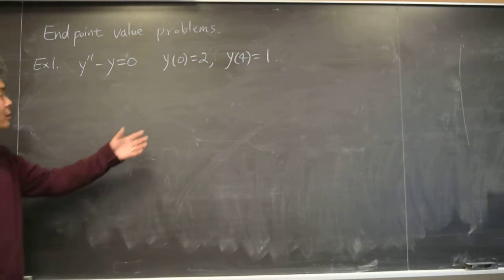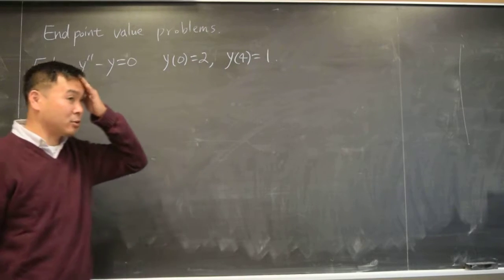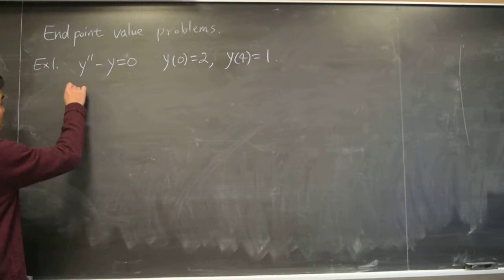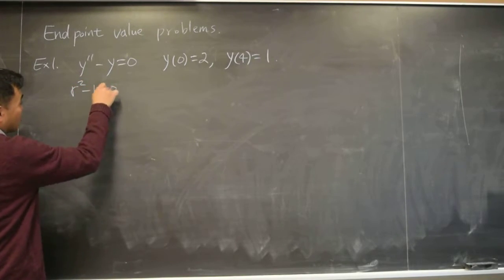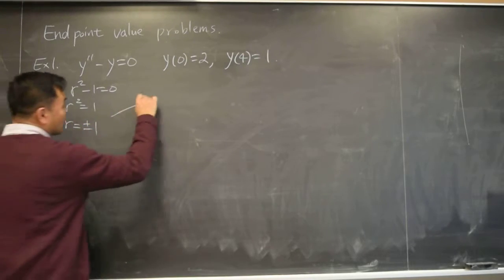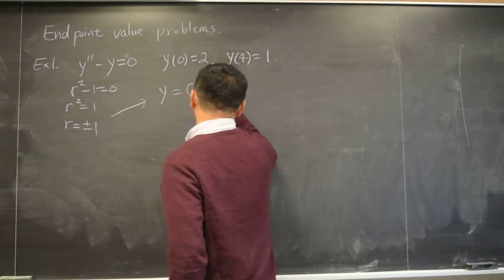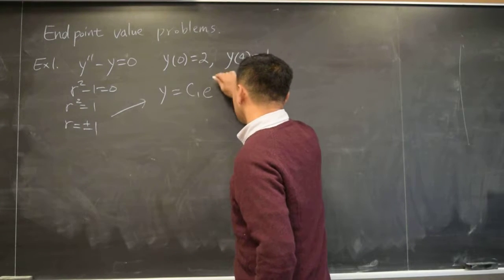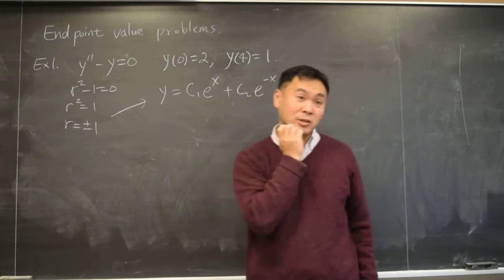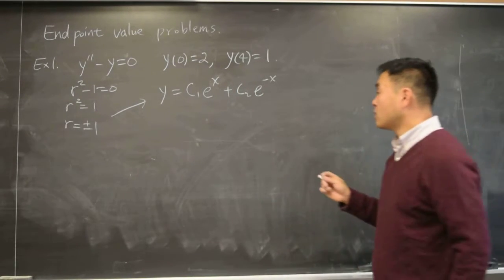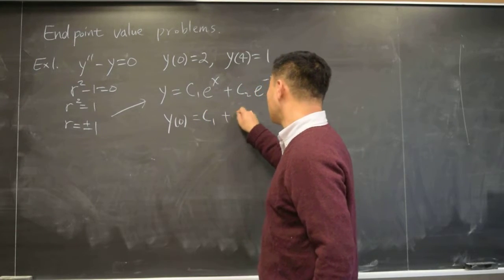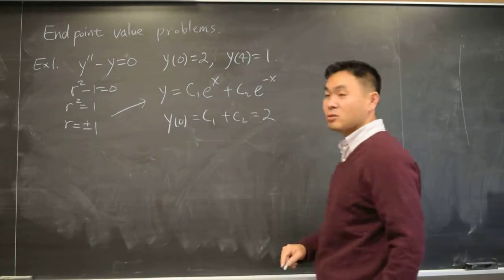But here I'm assigning the value at the end, and the solution is not very different. You would think that this is very easy. R squared minus 1 equals 0, R squared is 1, so R is plus or minus 1, so that means y is equal to C1 e to the x plus C2 e to the negative x, because those are the two solutions, right? And then you say, okay, what's y of 0? y of 0 is C1 plus C2, and that has to equal 2.